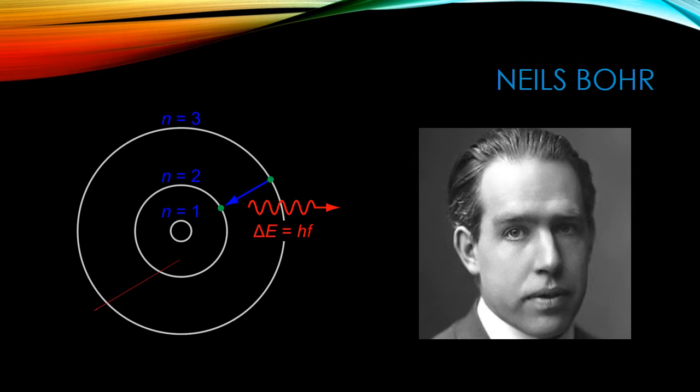The first one is it allows us to understand energy levels, where n equals 1. This is the first energy level. It can hold 2 electrons. This is our second energy level. It can hold 8 electrons. And this is our third energy level. It holds 18 electrons.